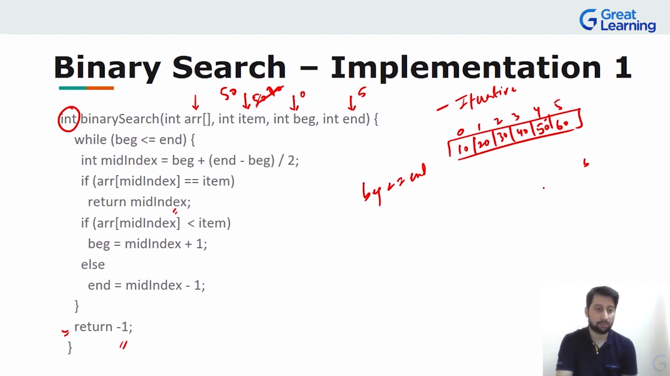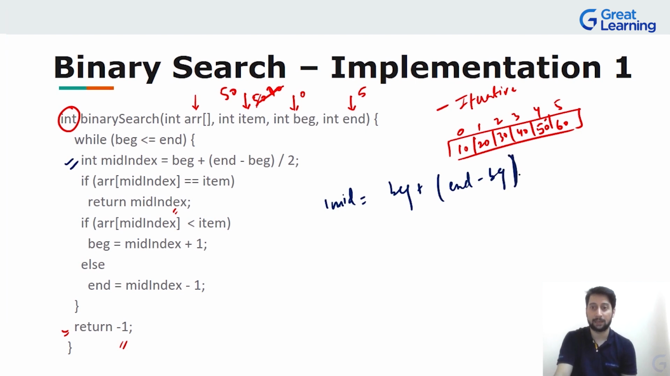Okay, so now let's try to do a dry run of the things that are here in this iterative approach. So first we will try to calculate the middle index. So what is the middle index? How do you calculate it? It is beginning plus (end minus beginning) divided by 2.